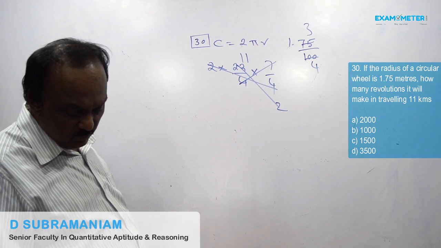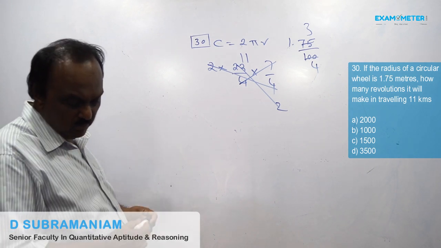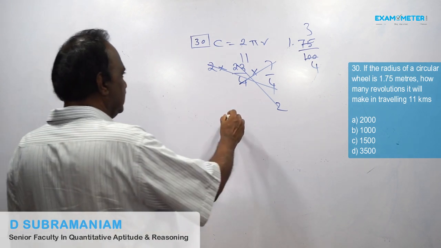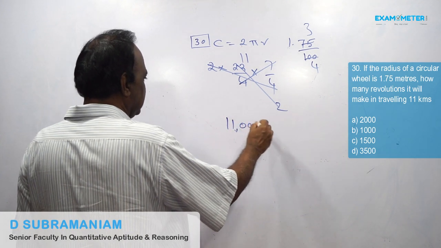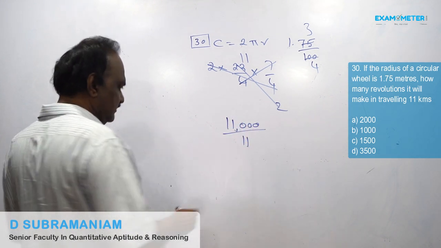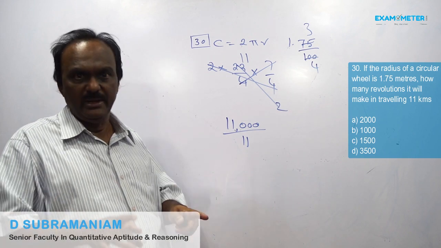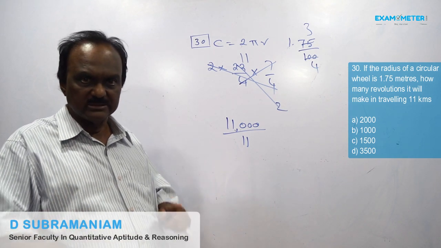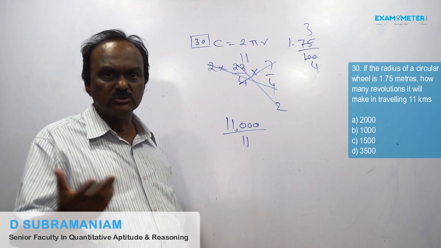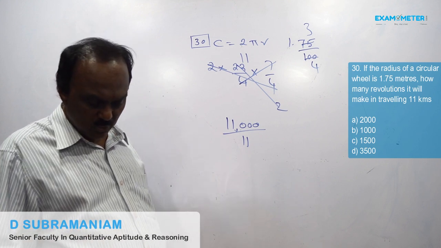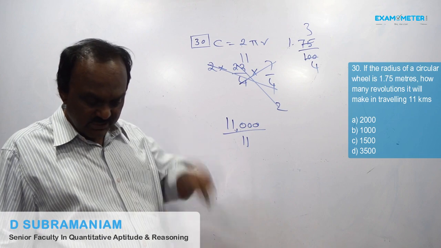They are asking number of revolutions. So number of revolutions is equal to 11 kilometers, that is 11,000 meters by 11, so 1000 meters. So answer is 1000. That is multiple choice B.